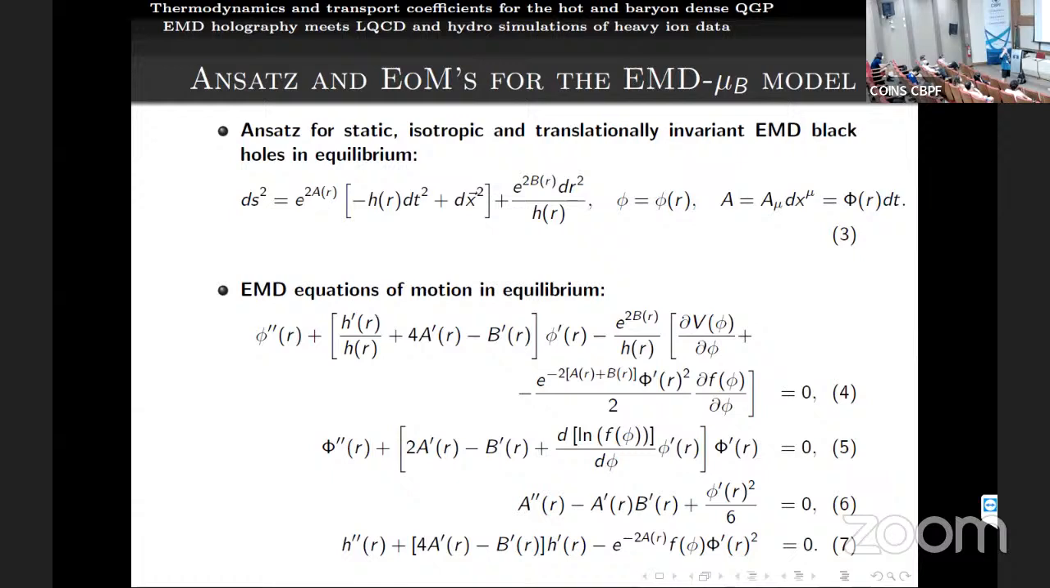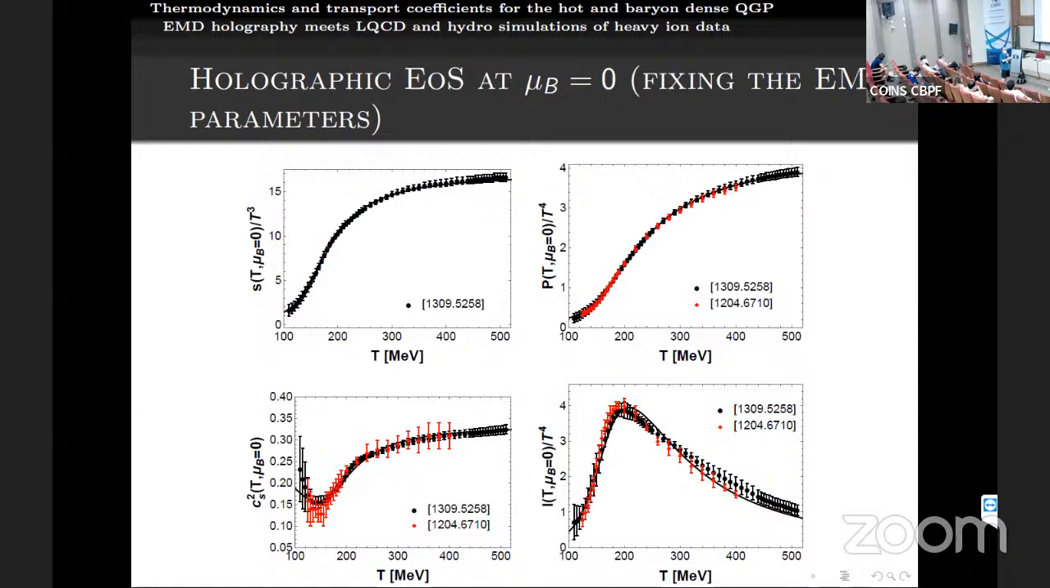And then we have a map of, for instance, how we can calculate the baryon chemical potential, the baryon charge density, and the temperature of the quantum field theory. And also other observables here. For instance, the entropy is just the Bekenstein-Hawking entropy and so on. And then we have to adjust the dilaton potential and that function f of phi in order for the results of the holographic model to match the QCD results.